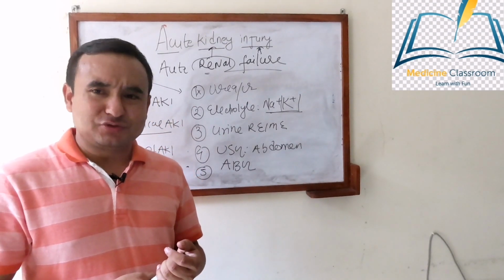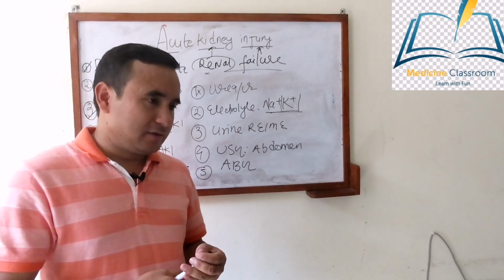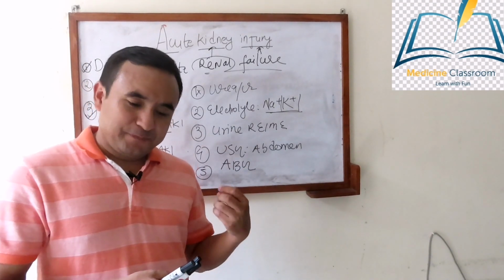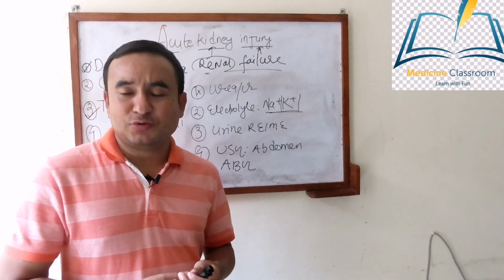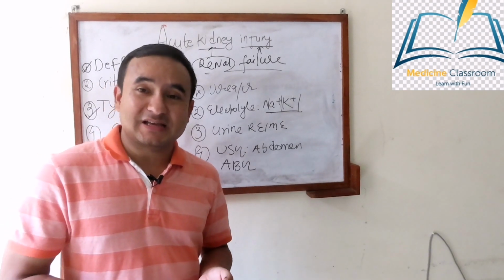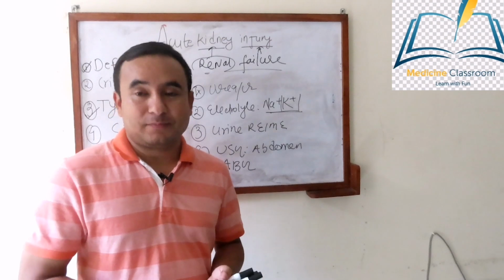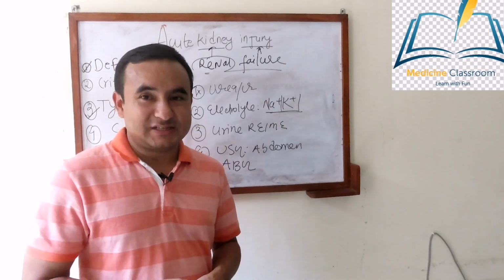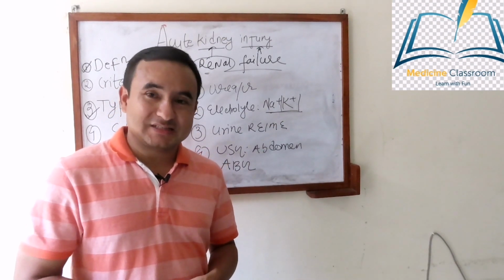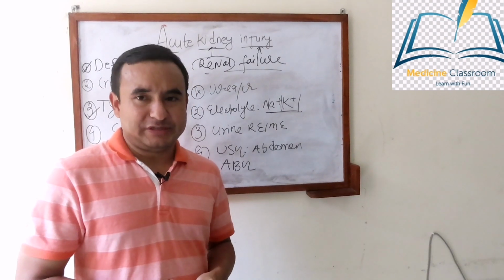These are the things you can do, definitely. And definitely if someone has unexplained AKI, then you need to work up for different autoimmune diseases like SLE or different vasculitis like small vessel vasculitis. These are the things we have to look for.